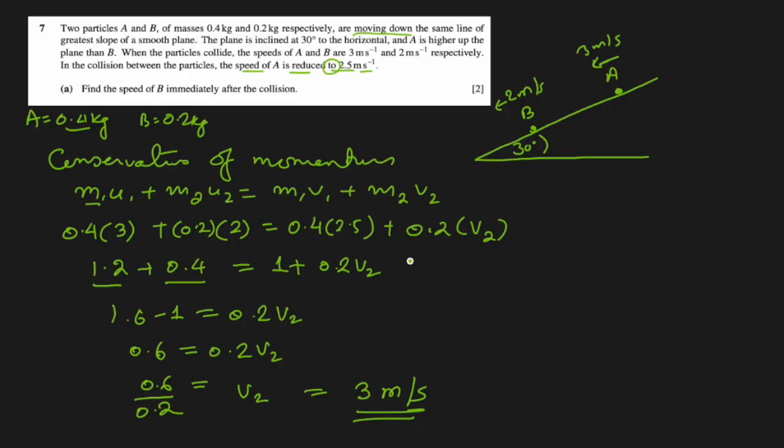Is it more than 2.5? Yes, it is. They will not collide again. A is moving at 2.5 after collision, and B is moving at 3. That means B will be faster. Just keep that in mind.